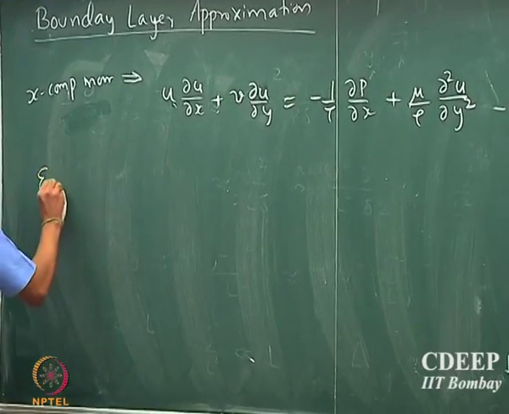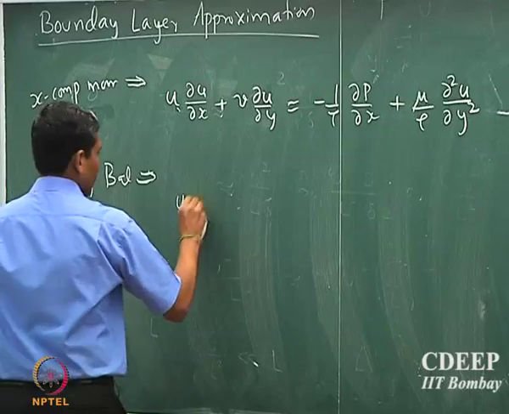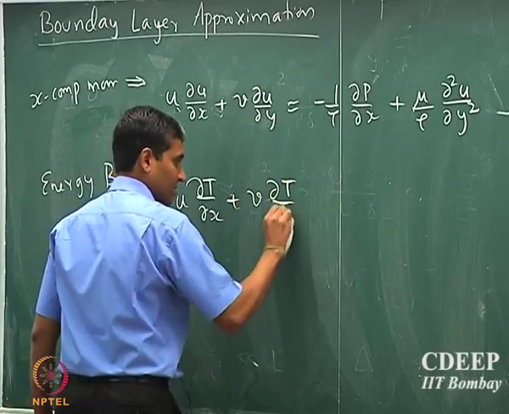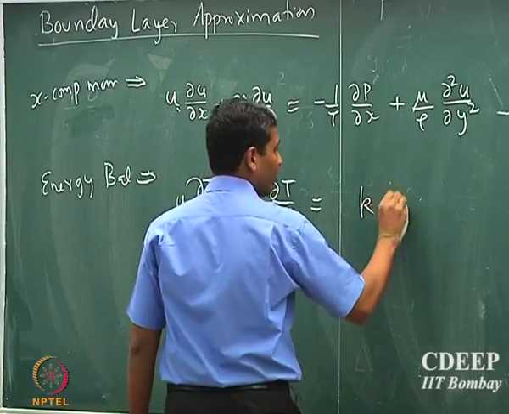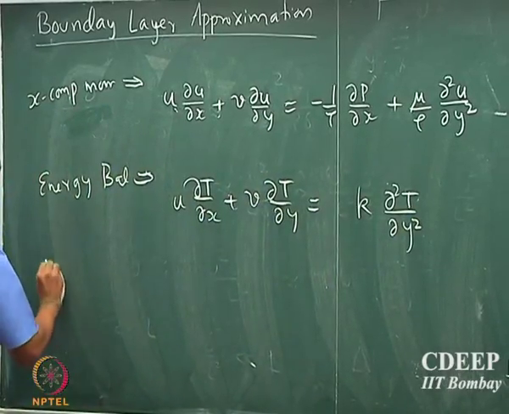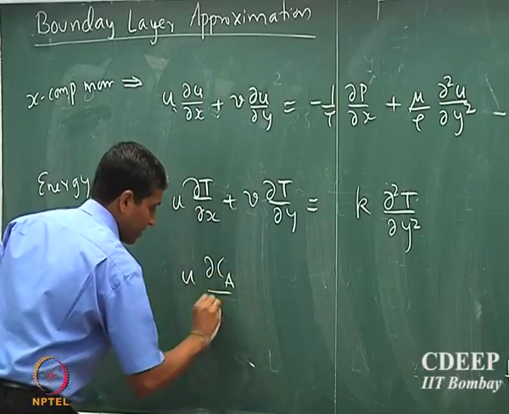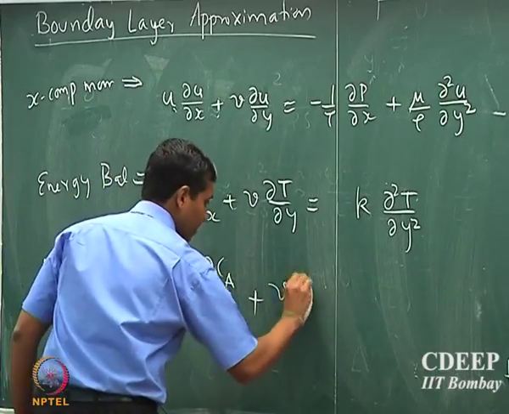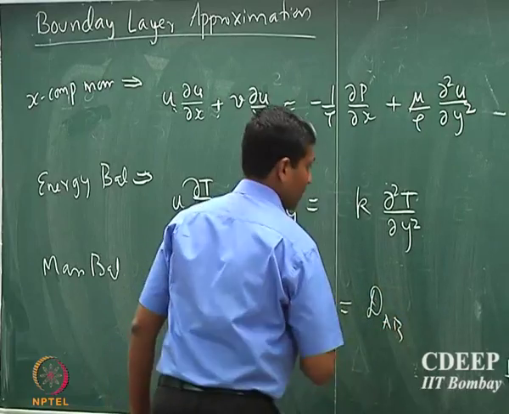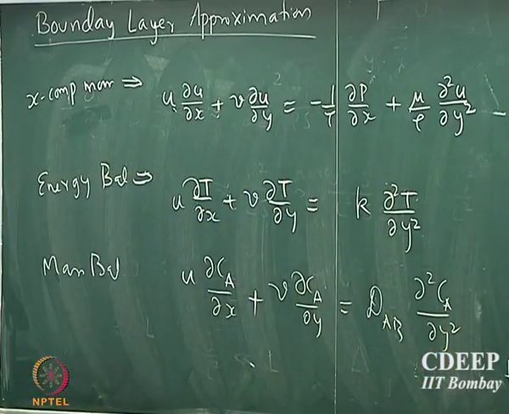Similarly, we can do this for the energy balance. Again the idea is the same: u dT by dx plus v dT by dy equals K into d square T by dy square. And the mass balance will be u dCA by dx plus v dCA by dy equals D_AB into d square CA by dy square. So, that is the mass balance.